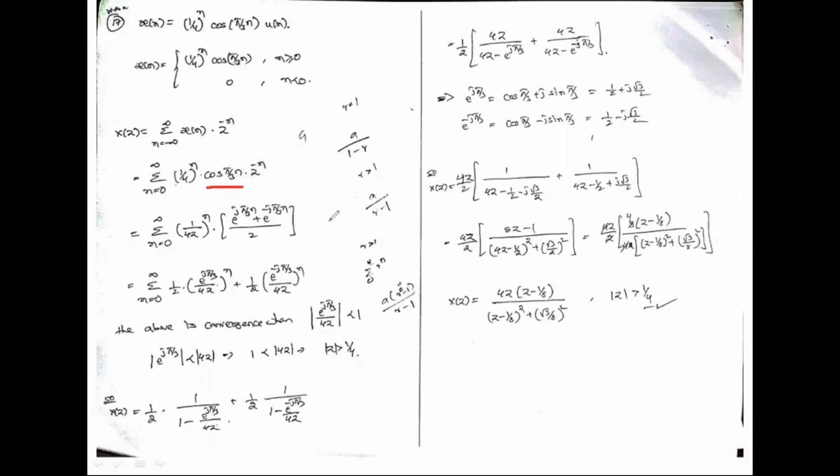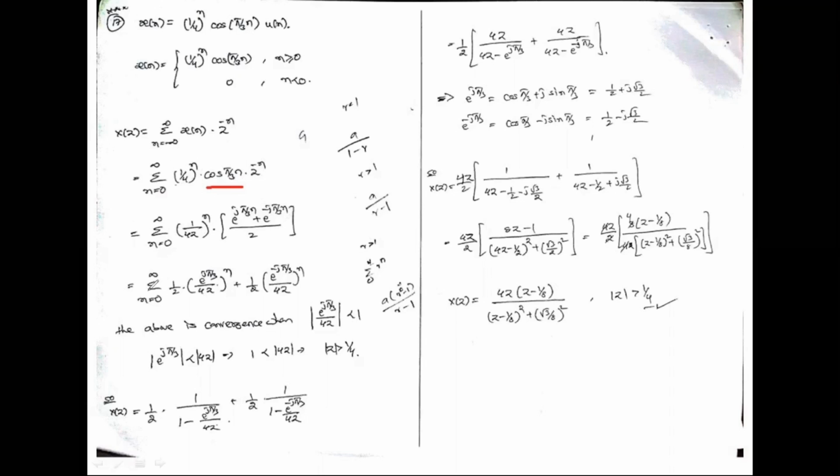So change this cos function into exponential functions, that is, e power jx plus e power minus jx by 2, where x is pi by 3 n. And 1 by 4 whole power n, z power minus n, you can write as 1 by 4z whole power n.